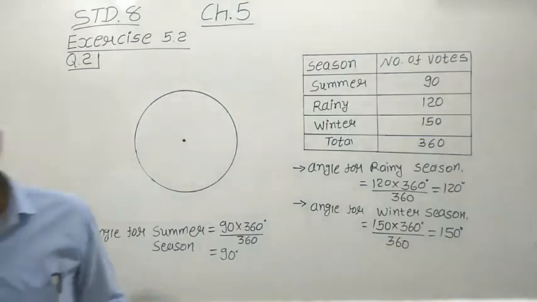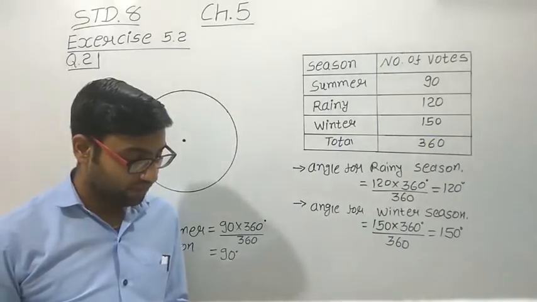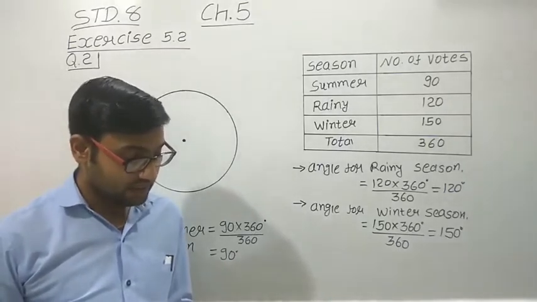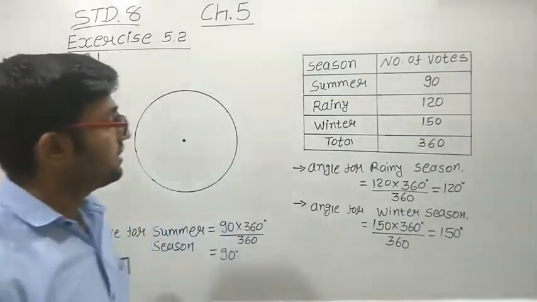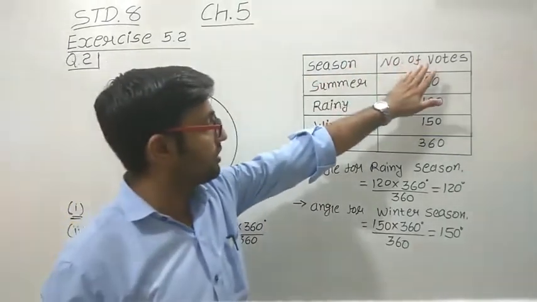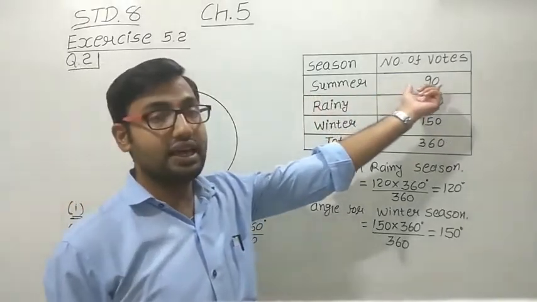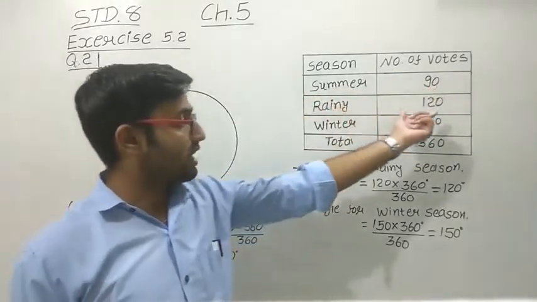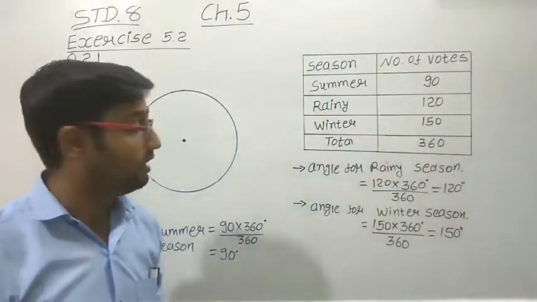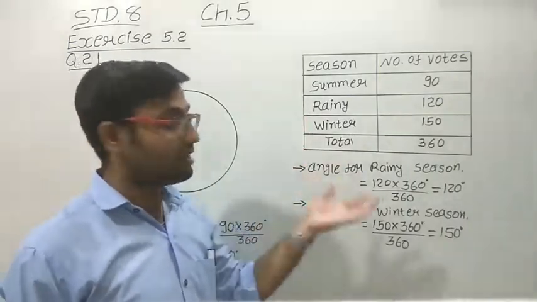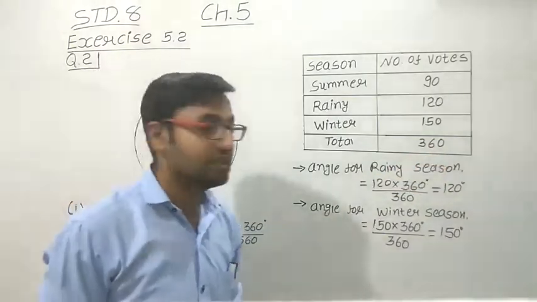What is the question? A group of 360 people were asked to vote for their favorite season from three seasons: rainy, winter and summer. Here we have a table where this column represents the season and this column represents the number of votes. The summer season was liked by 90 people, the rainy season by 120 people and the winter season by 150 people. So the total number of people surveyed is 360.